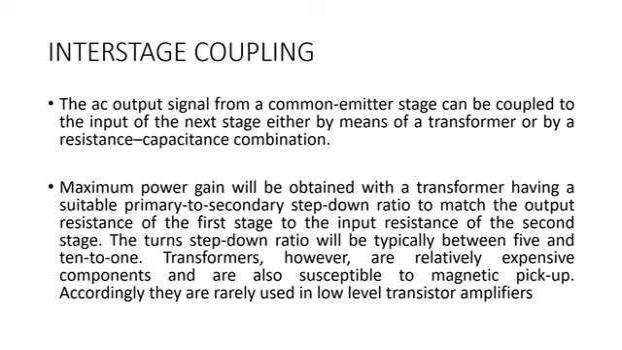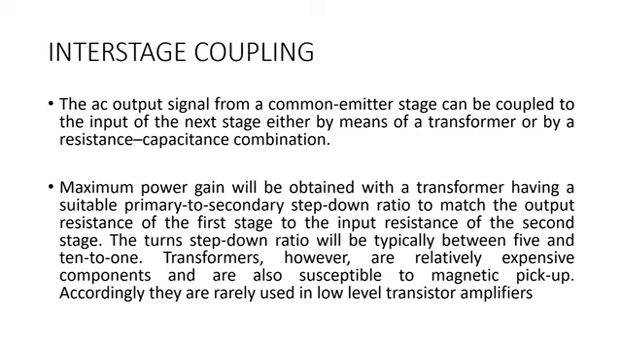Next we are going to see interstage coupling. Before going in depth, we must know why we go for interstage coupling. We use interstage coupling for increasing the gain of the system. The AC output signal from the common emitter stage can be coupled to the input of the next stage either by means of a transformer or by a resistance-capacitance combination. So if I want to couple one stage with the other stage, we can connect it through a transformer or by a resistance-capacitance combination. This is the meaning of the first sentence.